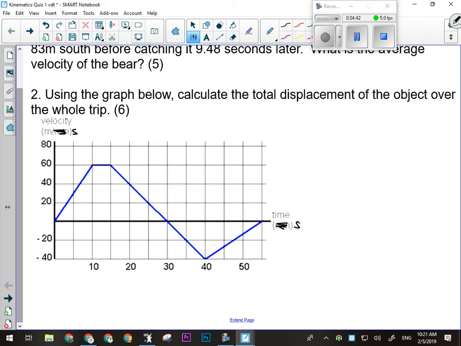Okay? What is the object doing here in this second part? It's traveling at a constant speed of 60 meters per second. Okay? Then during this part here, the long diagonal line, the object is again accelerating. Okay? Now, it's accelerating which direction?